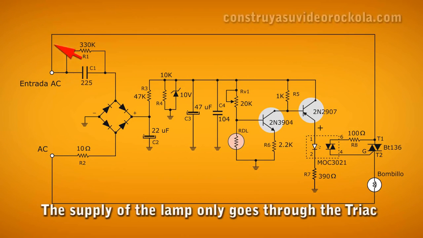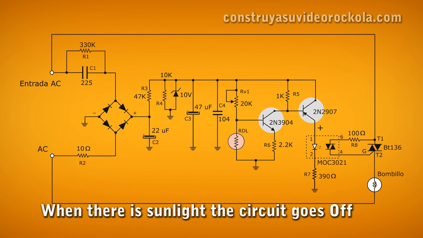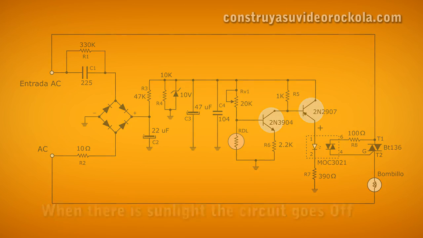When the LDR receives light again, its impedance is low and negatively biases the 2N3904 transistor base. Since the transistor is NPN, it is non-conductive, and therefore so is the other transistor. The optocoupler and triac do not conduct, and this turns off the bulb.